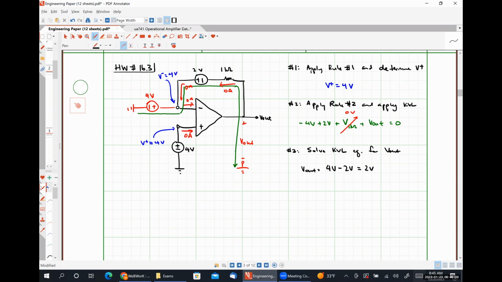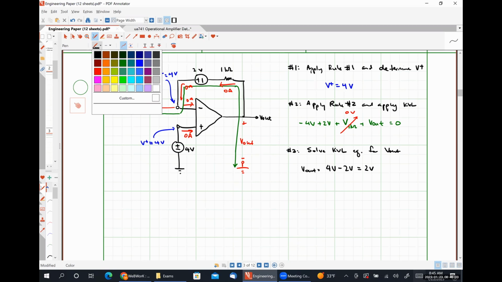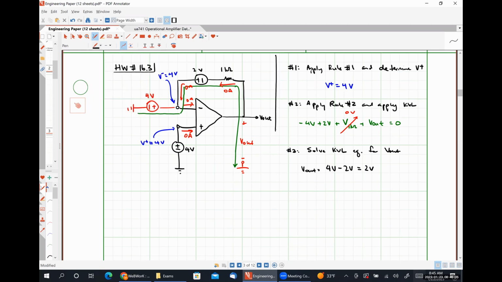Okay. So this is how we would do it by modifying our procedure. Our second step changed from apply rule number 2 and then write a KCL equation to apply rule number 2 and write a KVL equation. Another way to think about this, we could just write a KCL equation at the supernode that contains our inverting input terminal, which would also get us the exact same results, but you guys kind of don't do well with supernodes, so I'm trying to avoid that.